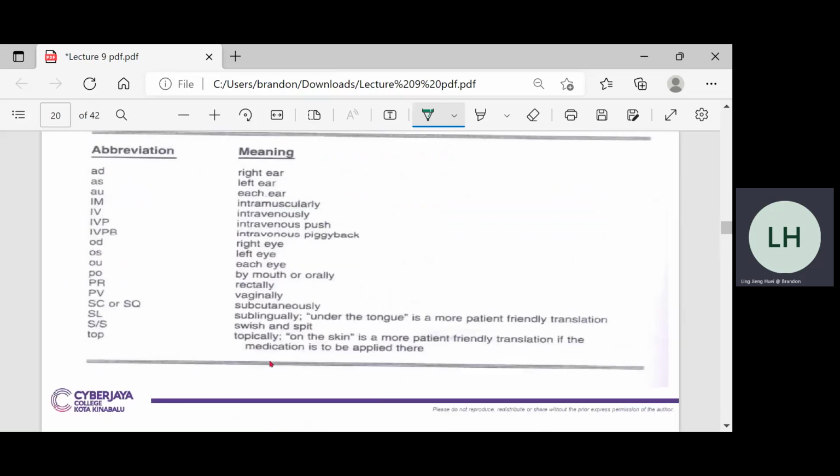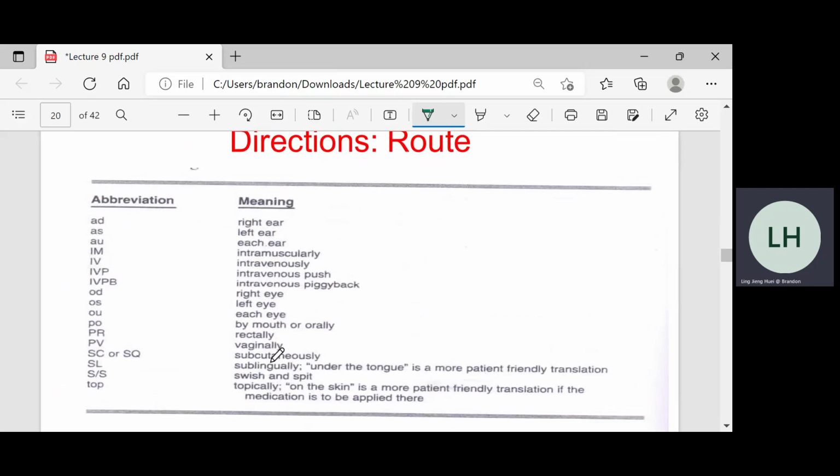Okay, what else that we need to know for this slide here? You can see AD. Okay, kita ada AD untuk right ear, AS untuk left ear, AU untuk each ear. Okay, so right ear, left ear. Each ear means both ears lah, kedua-dua belah telinga, both ears. Okay, IM important, IM. IM means intramuscular. IV, intravenous. Ini penting juga. OD means right eye. OS means left eye. Kalau OU means each eye or both eyes.